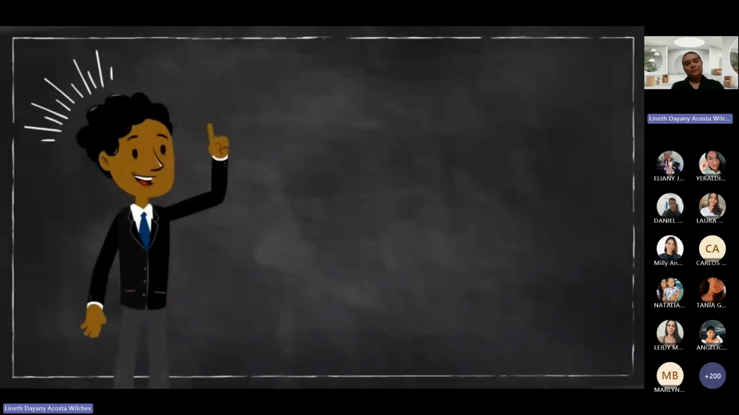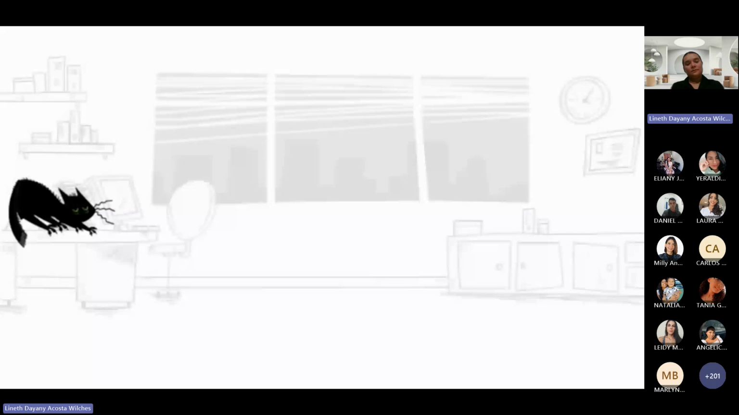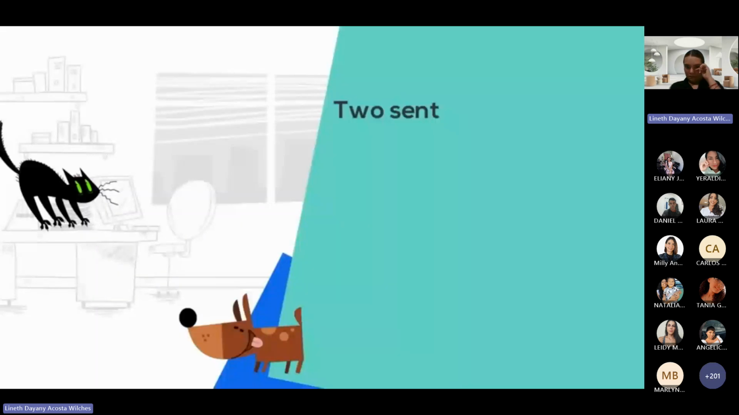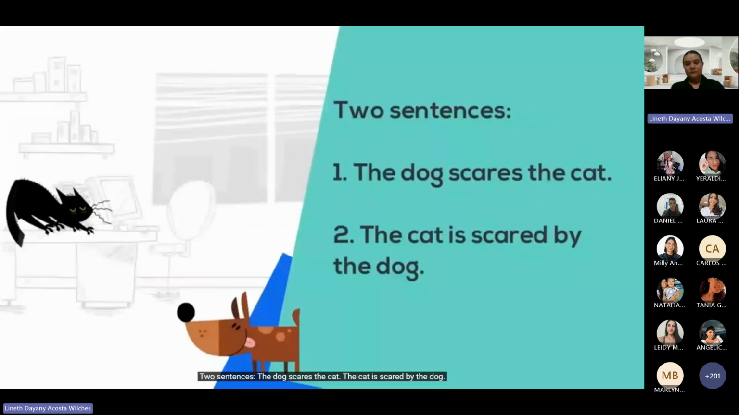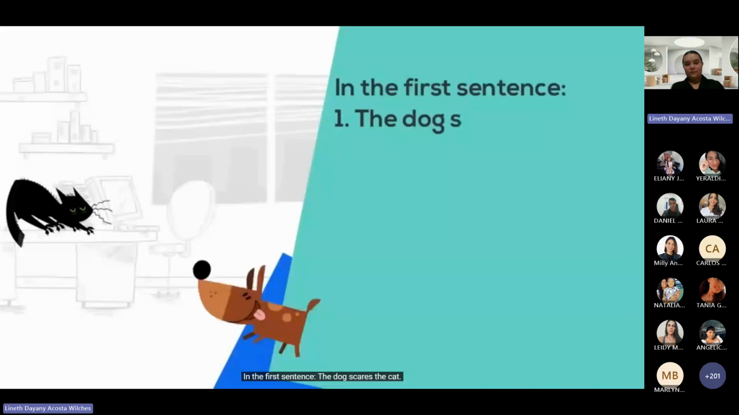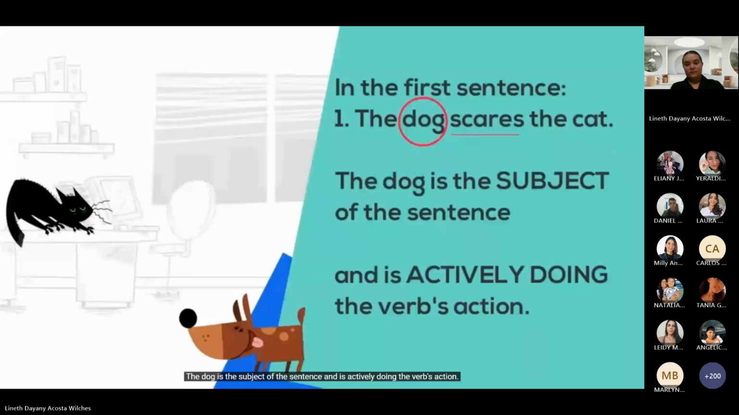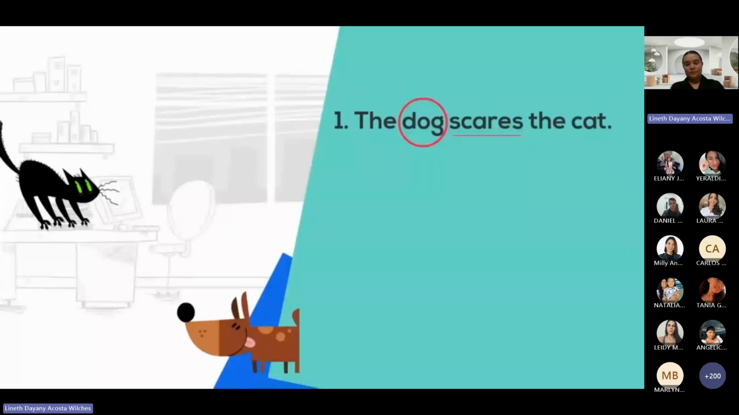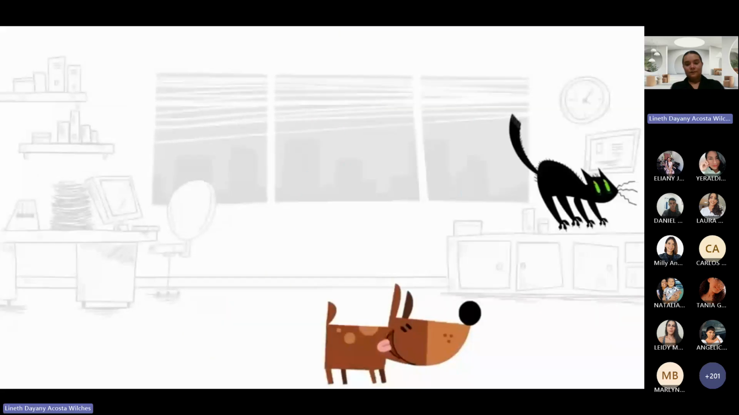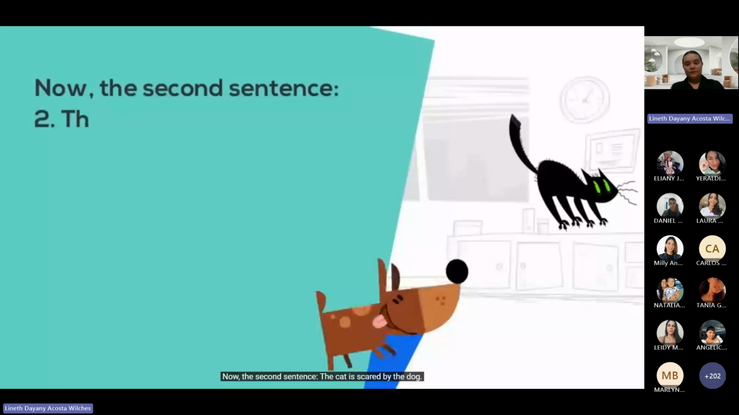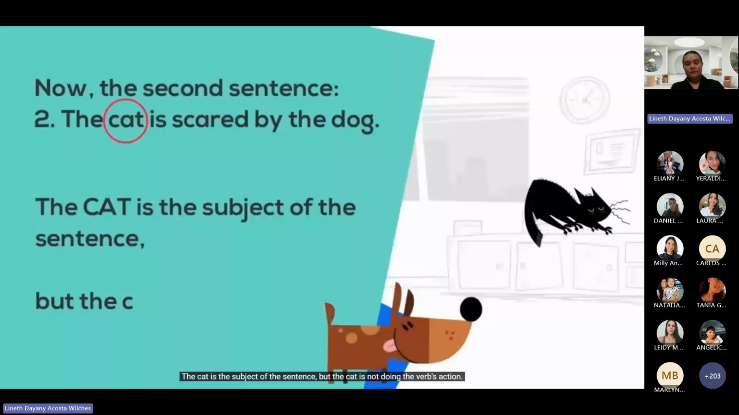Let's look at some examples. Two sentences. The dog scares the cat. The cat is scared by the dog. In the first sentence, the dog scares the cat, the dog is the subject of the sentence and is actively doing the verb's action. Dog equals active subject. This sentence is written in the active voice. Now the second sentence: the cat is scared by the dog. The cat is the subject of the sentence, but the cat is not doing the verb's action.